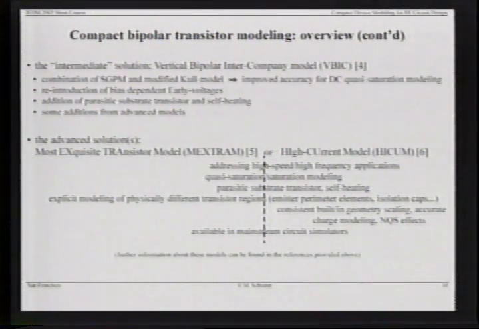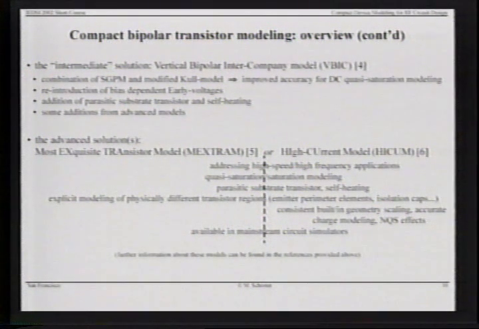Now, there are, as I said, a few more models, and the solution that came out and was available in circuit simulators in the mid-90s was the VBIC model, and the most important contributions were to extend the Spice Gummel-Poon model to quasi-saturation, introduce bias-dependent Early voltages, and also add a self-heating model. And that's already serving a lot of purposes in the design community.